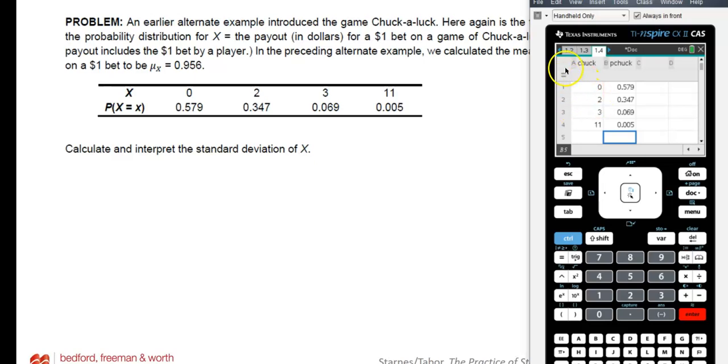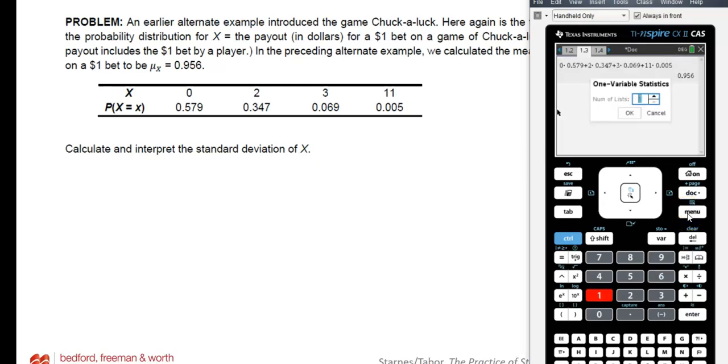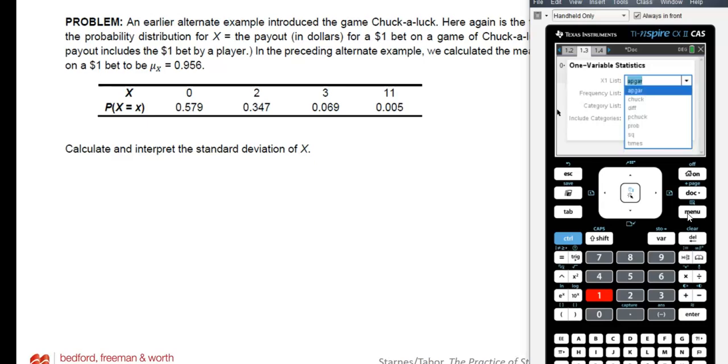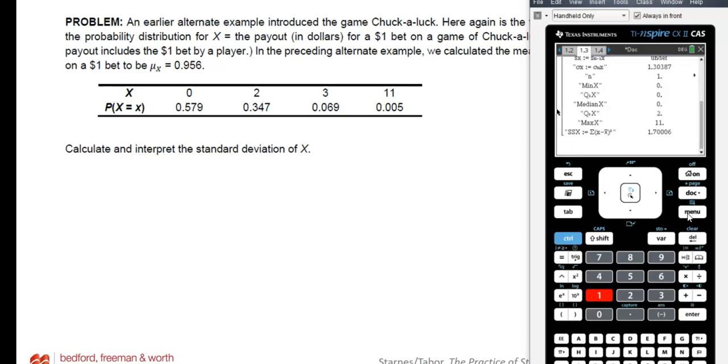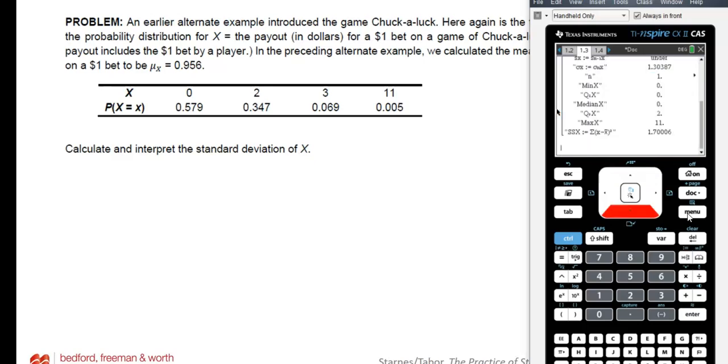And then you would go to a Calculator page and do one-variable stats. So Menu, 6, 1, 1, one list, go Chuck, and then probability of Chuck. It gives you, actually this gave you the mean as well, so 0.956. It also gives you the standard deviation, 1.3.